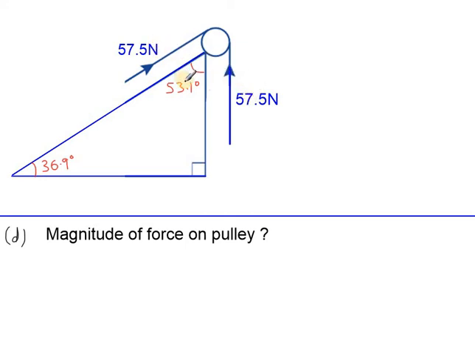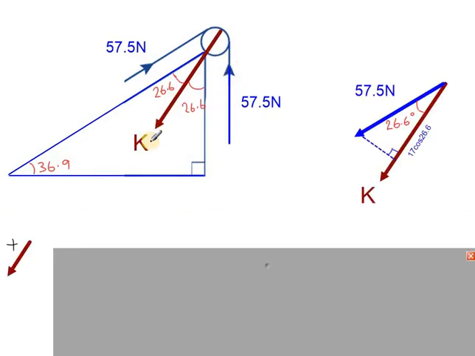This angle is 53.1 degrees. Angles in a right angle add up to 180. We want the magnitude of the force caused by the string on the pulley, and that force is represented by K on this diagram. There's a right angle triangle here. K is equal to 57.5 cos 26.6 degrees.